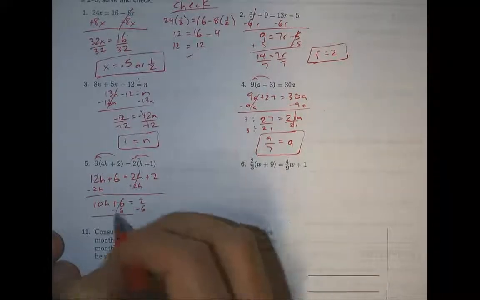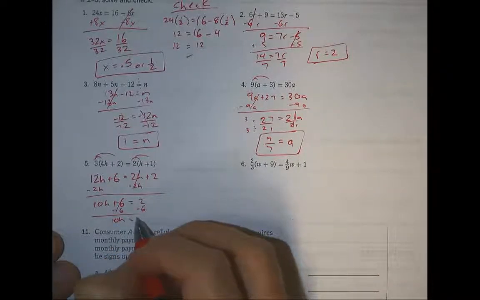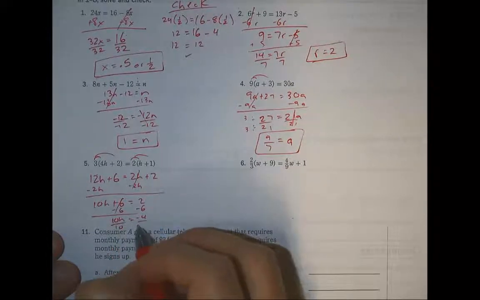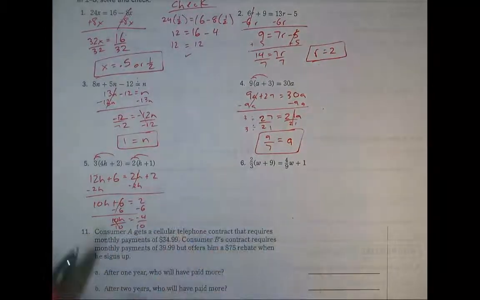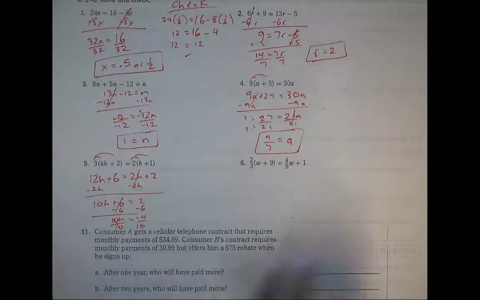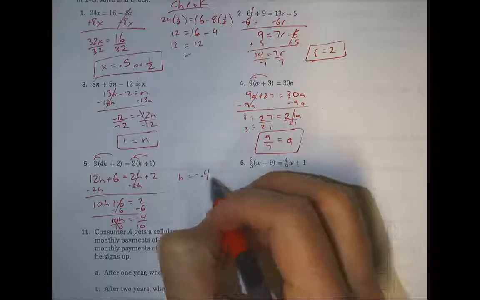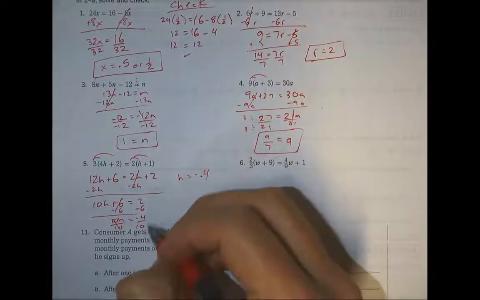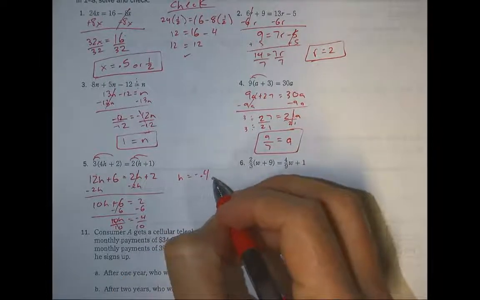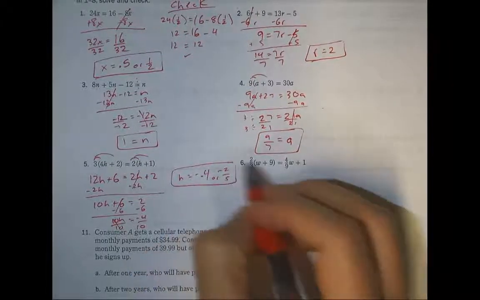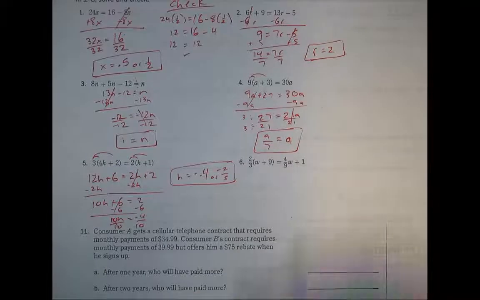So we're going to isolate that variable. So 10h equals negative 4. Divide by 10. And we're going to get negative 4 over 10. Now that's going to give me a nice decimal, so I can leave that. That's 0.4. So h equals negative 0.4. Or if you want to leave it as a fraction, 4 over 10 does reduce. Divide by 2. And you're going to get 2 over 5. But that's a nice decimal, so we can leave that there.